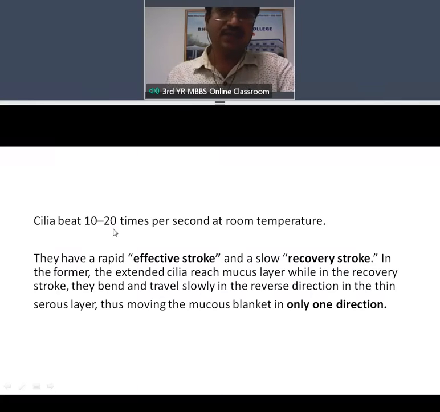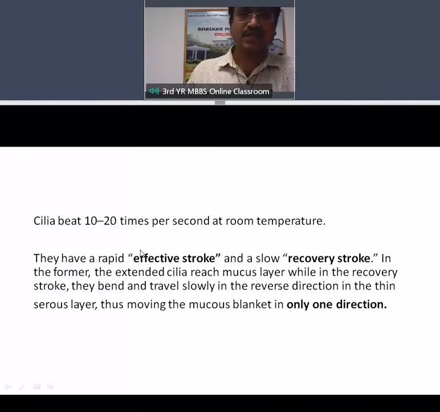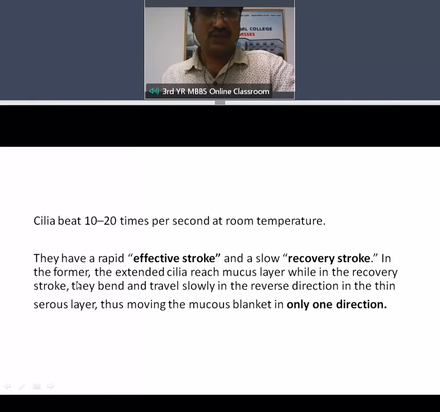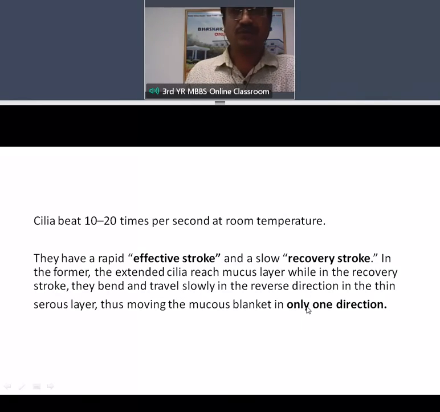These cilia beat around 10 to 20 times per second at normal temperature. They have a rapid effective stroke and a slow recovery stroke. In the effective stroke, the extended cilia reach the mucus layer, while in the recovery stroke, they bend back and travel slowly in the reverse direction into the thin serous layer. Thus the mucus blanket moves in only one direction. This is important, you have to remember.